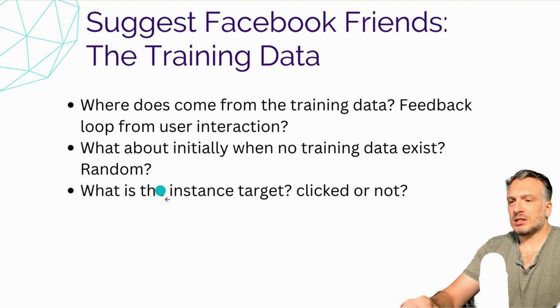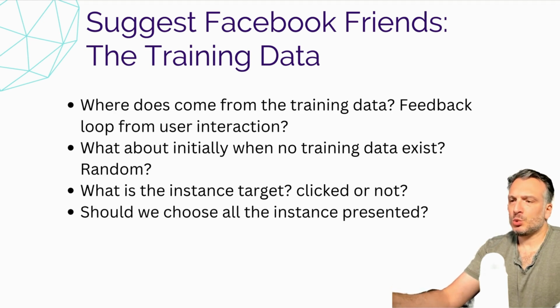So what is the instance target? Click or not? We could imagine that there could be a more complex instance target. We could imagine that we could weigh the different instances differently based on the specific context. Should we choose all the instances presented to the user? Are the first 10 instances okay? Are the first 20 instances okay?